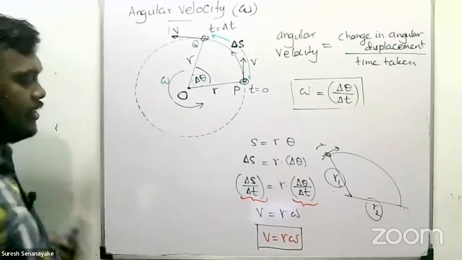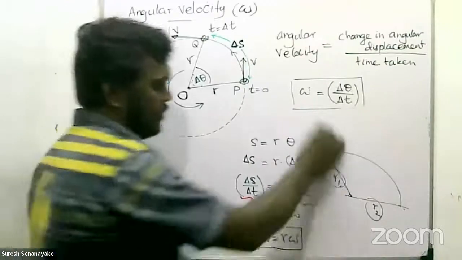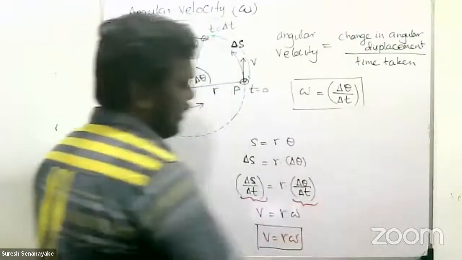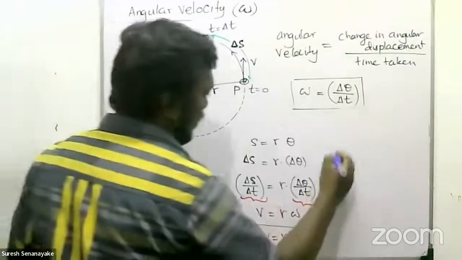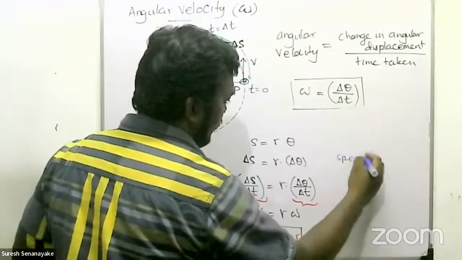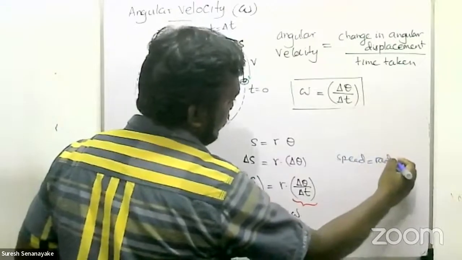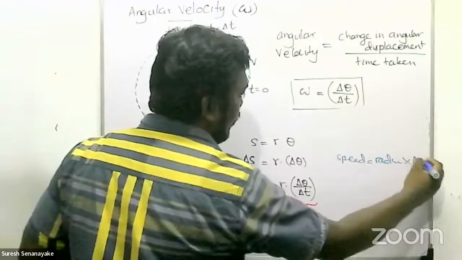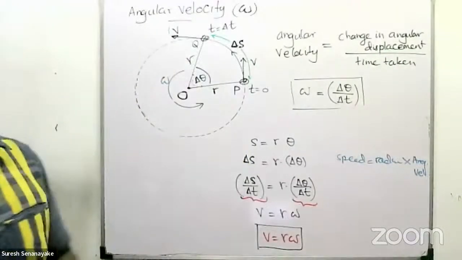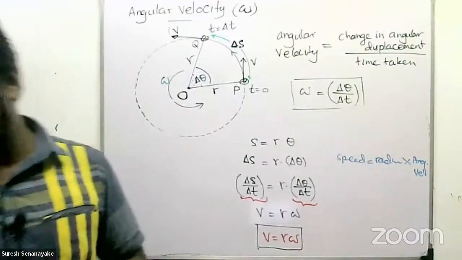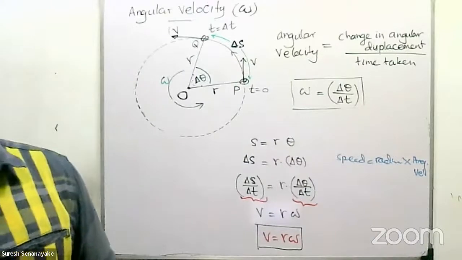Let's discuss this later. Now we can write this relationship between the linear speed and the angular velocity. You can write in words: the speed equals the radius multiplied by the angular velocity. Okay. Then write the angular acceleration.